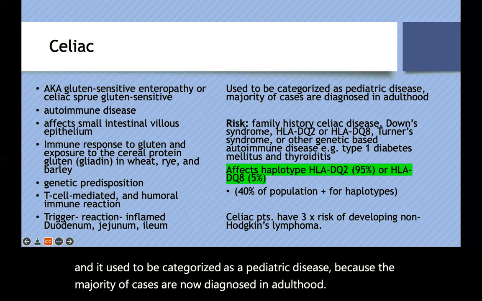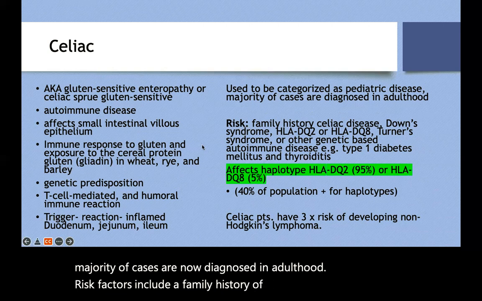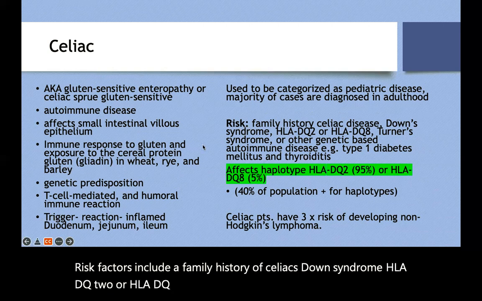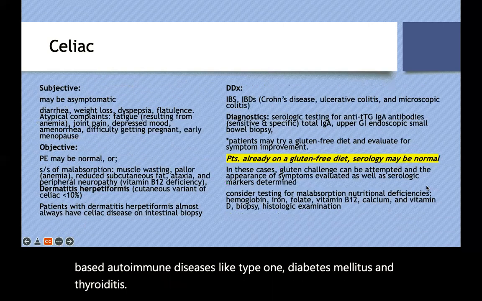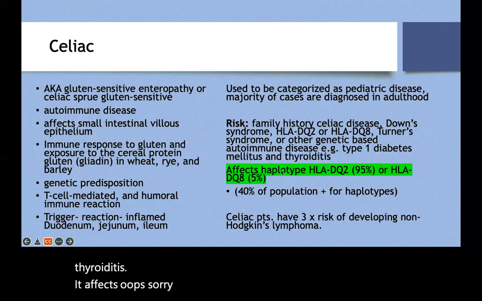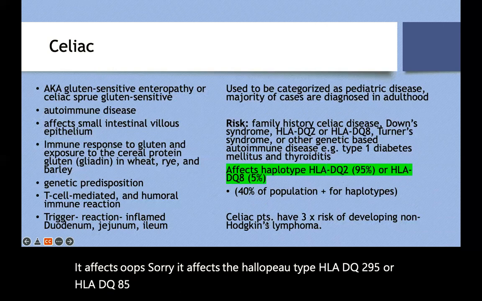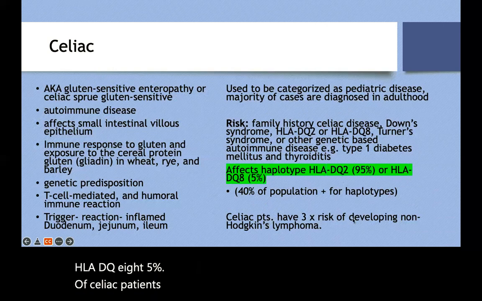Risk factors include a family history of celiac, Down syndrome, HLA-DQ2 or HLA-DQ8, Turner syndrome, or other genetic-based autoimmune diseases like type 1 diabetes mellitus and thyroiditis. It involves a haplotype of HLA-DQ2 in 95% or HLA-DQ8 in 5%. Celiac patients have 3 times the risk of developing non-Hodgkin's lymphoma. Interesting.